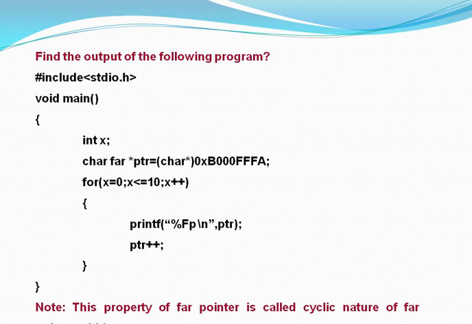This property of far pointer is called the cyclic nature of far pointer within the same segment. So the segment address can't be changed, but the offset address will be in cyclic order. So what is the output? B000 remains the same, but FFFA, FFFB, FFFC, FFFD, in this order we are printing the values.